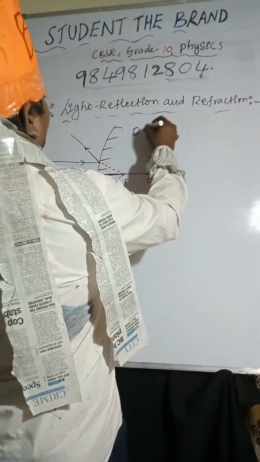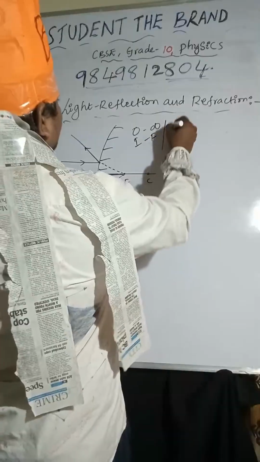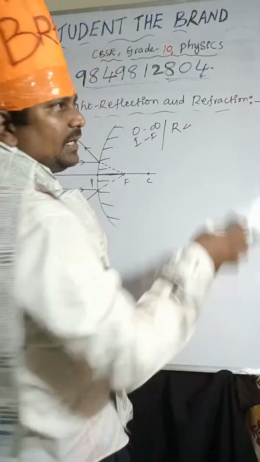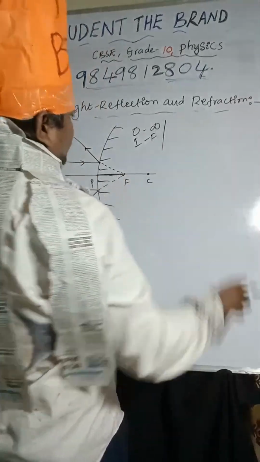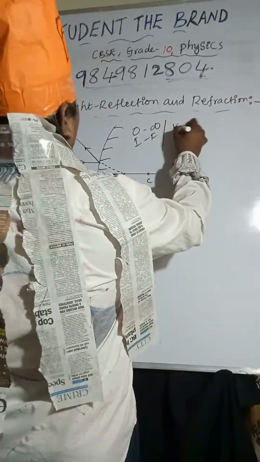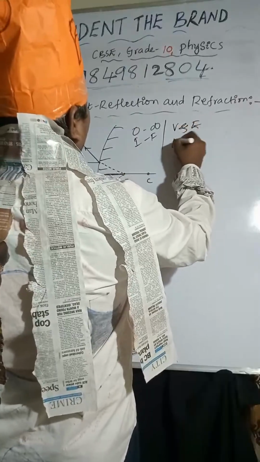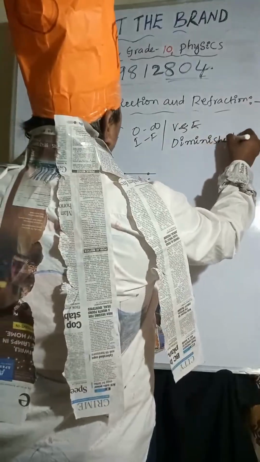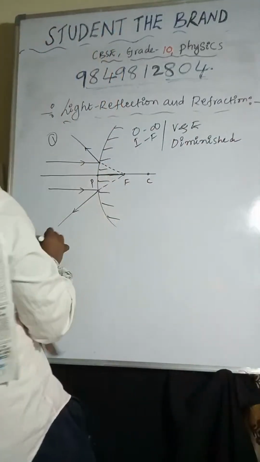Object is at infinity, image is forming at focus. Nature of the image is virtual, erect and diminished. And that is the first one. Coming to the second one.